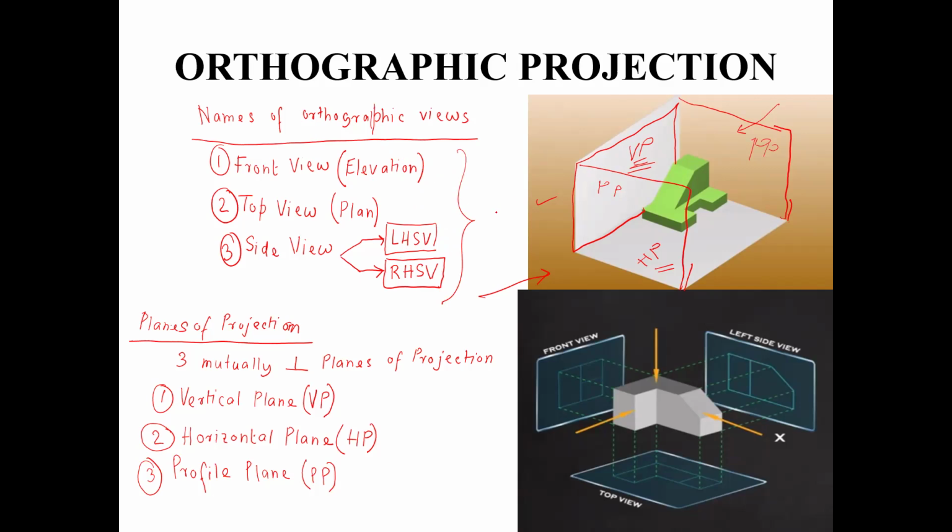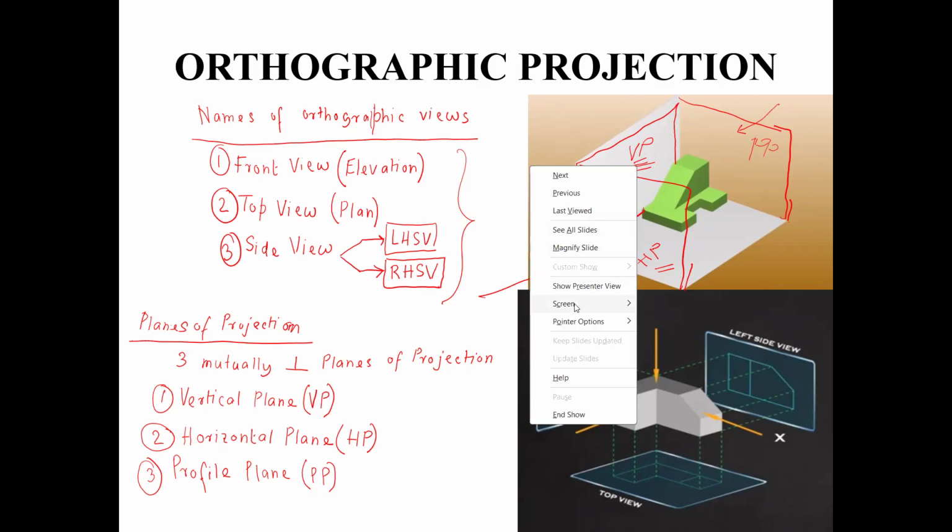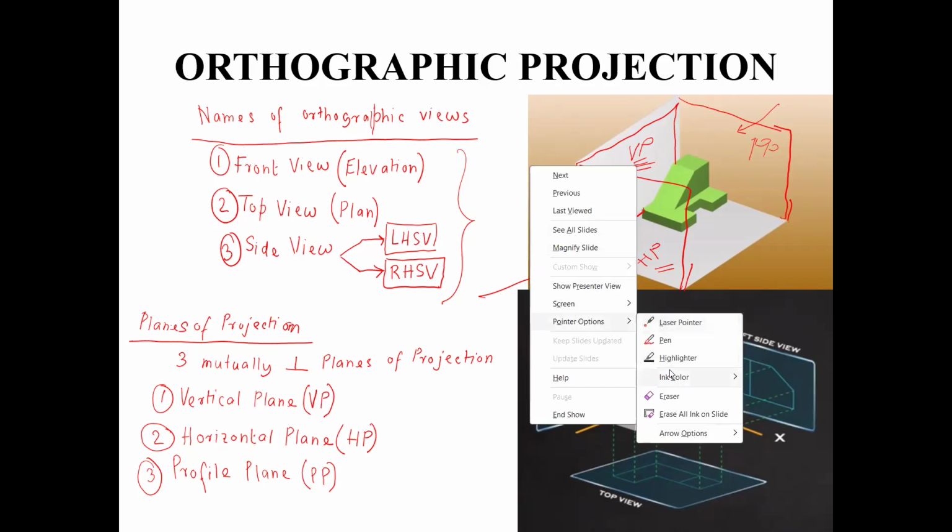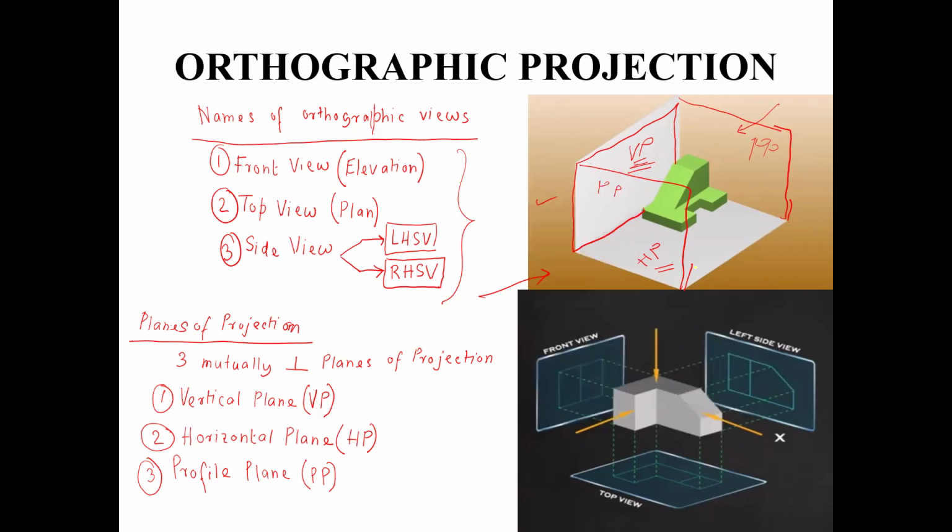So let us see which orthographic view will be projected on which plane of projection and why. Let us study that in detail. For that, just let me change the ink color. Let me use a different ink color. So all of you are now requested to follow the second diagram. What is my pointer? Yes.